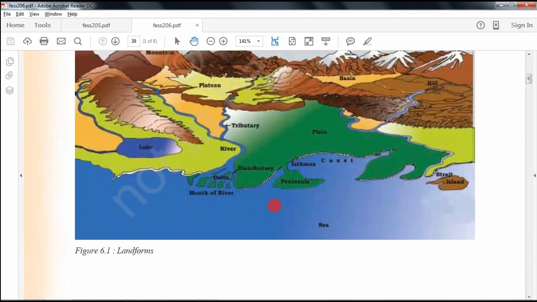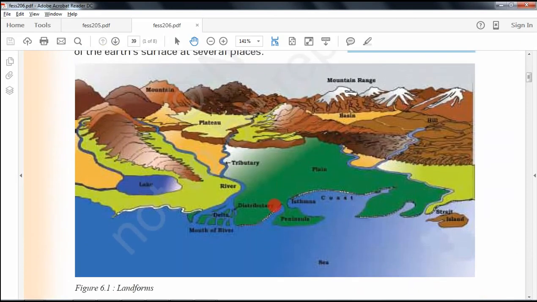Before that, here is one beautiful diagram given. Here you can see many of the Earth landforms which are part of Earth lithosphere. I will just name them slowly. So here is a mountain. It is one form of landform. You have mountain range. You have basin. You have a hill here of lesser height than the mountain. You have plateau here. It's a tableland.